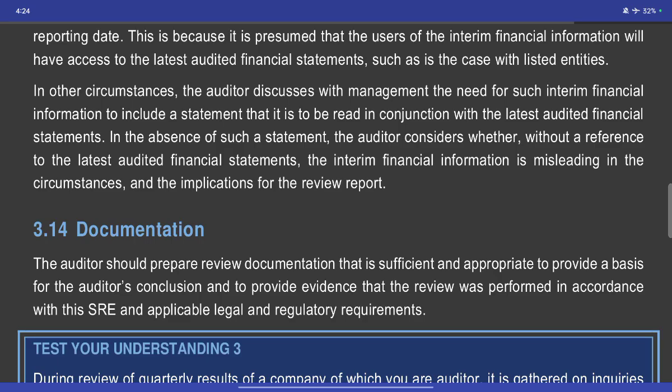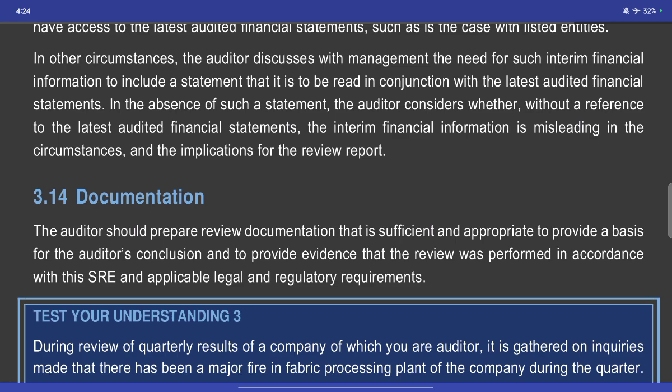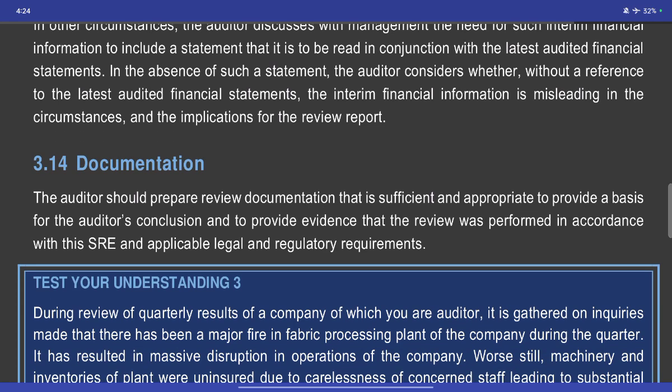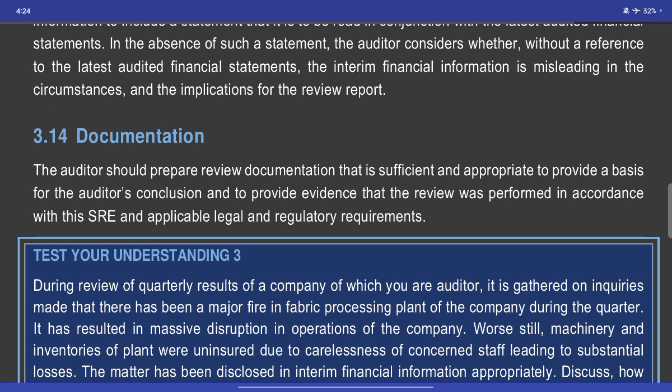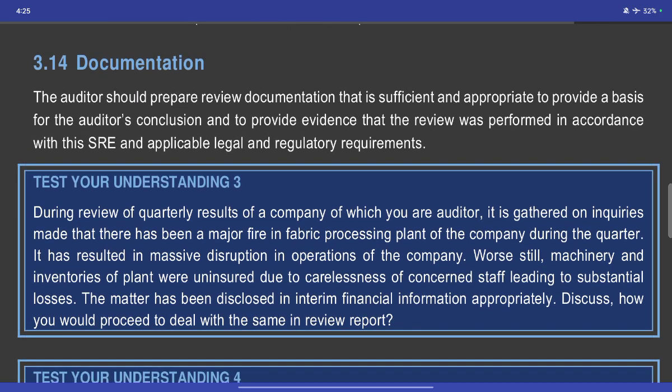In other circumstances, the auditor discusses with management the need for the interim financial information to include a statement that it is to be read in conjunction with the latest audited financial statements. In the absence of such a statement, the auditor will consider whether the interim financial information is misleading in the circumstances, and the implication for the review report.